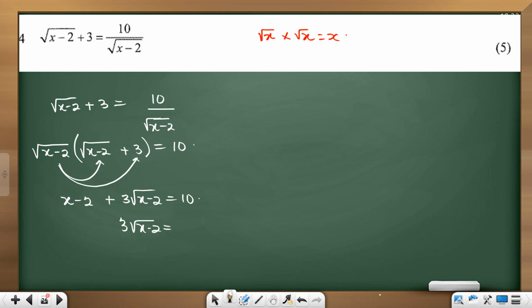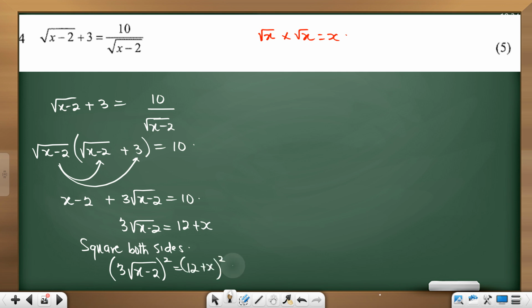3 root x minus 2. I'm going to move these things over to the other side. And that will give me 12 plus x. I hope you all see where the 12 plus x came from. The negative 2 moved to the other side, became positive. That's 12 plus x. Now, I will square both sides. I will give you those 5 steps. Square both sides. If I square both sides, the main aim is to get rid of the square root. Alright? You would see we're going to get the same answer.